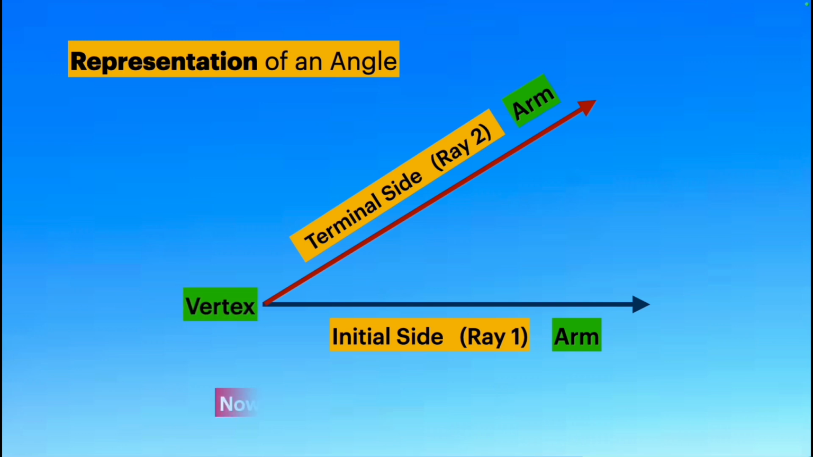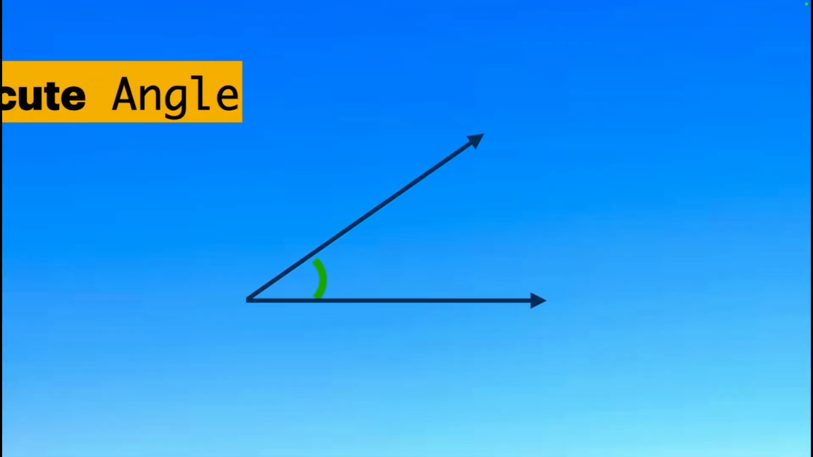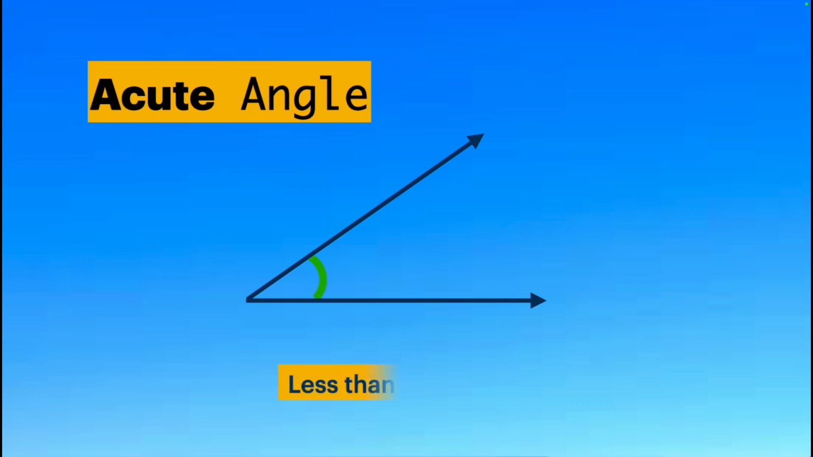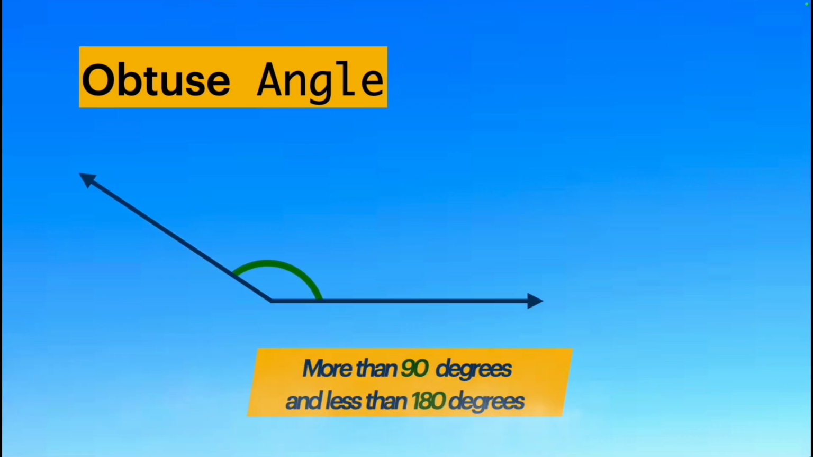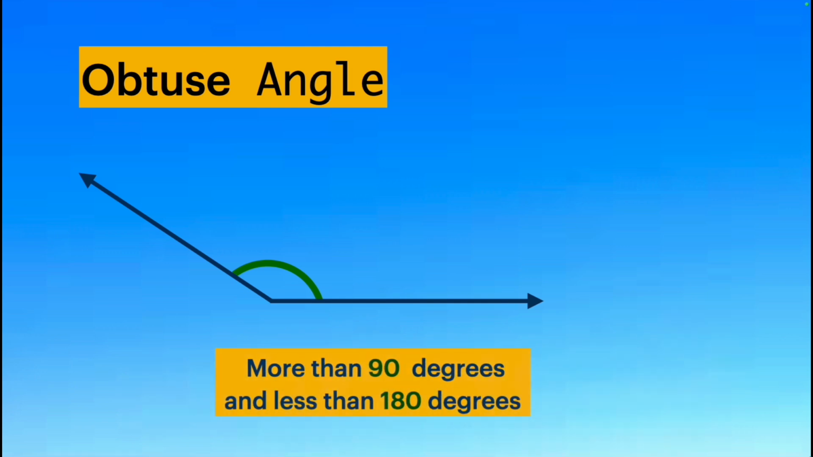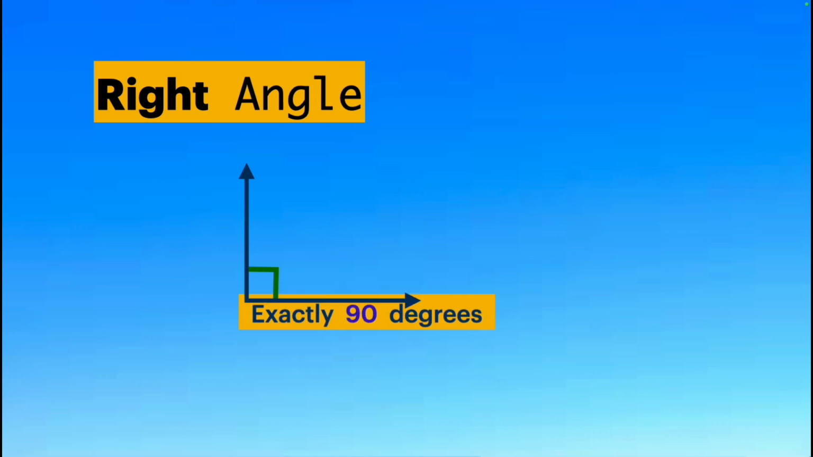So now we're going to be talking about the different types of angles. The first angle that we have up is the acute angle, and it is less than 90 degrees. Next, we have an obtuse angle, and the obtuse angle is more than 90 degrees, but it's less than 180 degrees. A right angle is exactly 90 degrees.